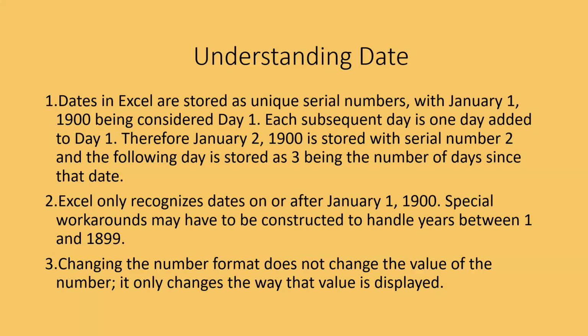So it will be 2. And the following day is stored as 3, being the number of days since that day. So it means Excel started counting 1, 2, 3 from January 1, 1900. That's the day Excel started counting 1. And then that day it started counting 1 is the day it started saving dates as 1.